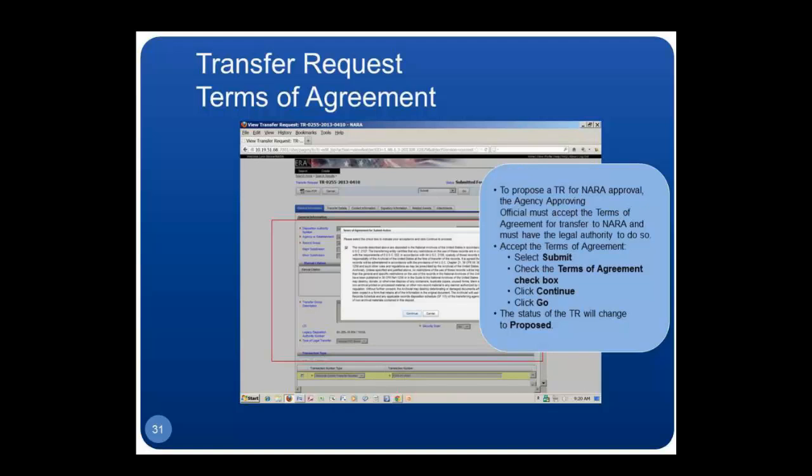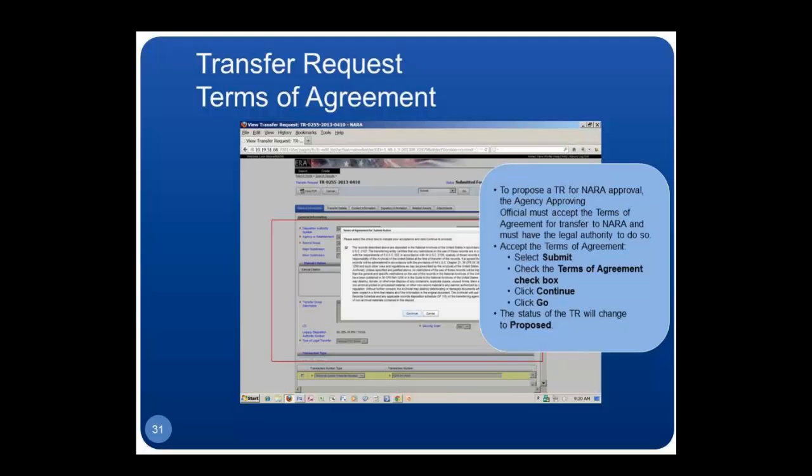In addition to, or as an alternative to, the agency approving official submitting each of the transfer forms one by one, another option which may be utilized really for any transfer activity, but may be especially helpful in workflow management for the annual move because of the sheer number of transfer forms that are going through the process on a cyclical basis.